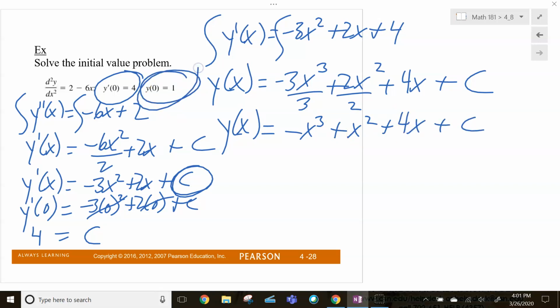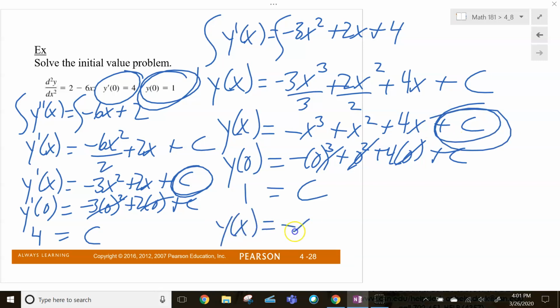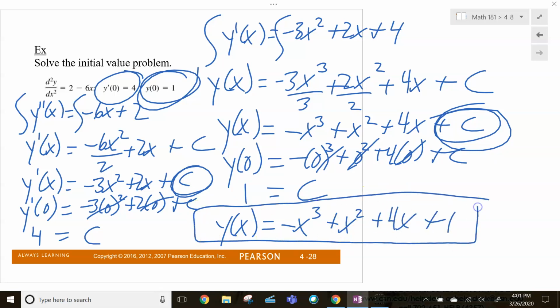And now we're going to use this initial value, y of 0 equals 1. So again, let x be 0. Those are gone. Our constant is 1. So y of x is negative x cubed plus x squared plus 4x plus 1. There is the solution to our initial value problem when we're given a second derivative, right? We had to take the integral twice to get back to the original function.